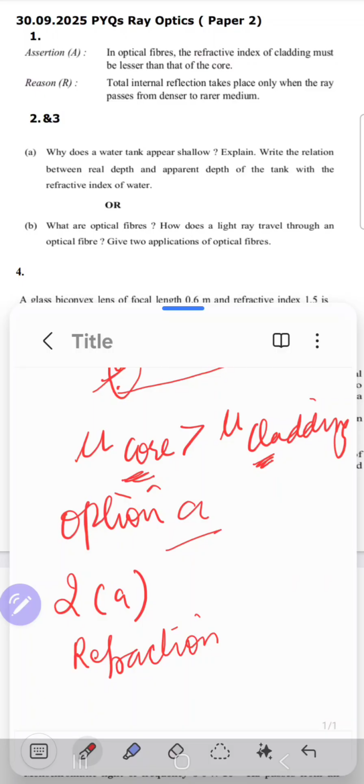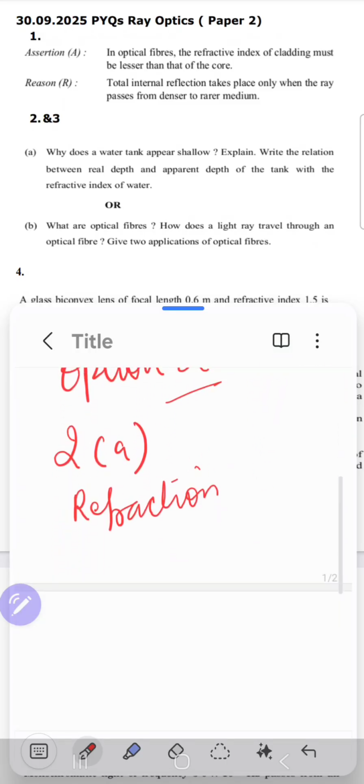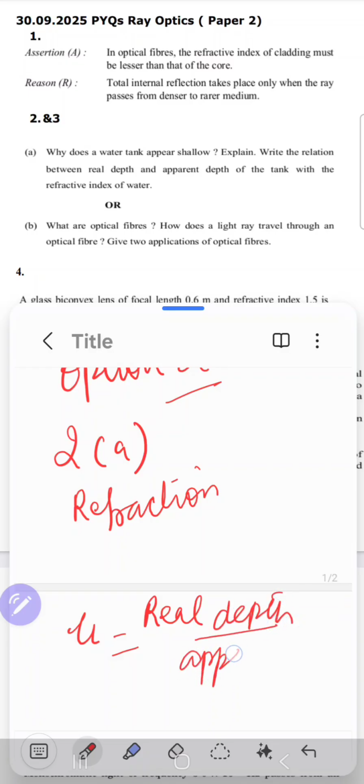Explain. Write the relation between real depth and apparent depth of the tank. Here it is a simple derivation question. Refractive index is real depth over apparent depth. So this is the formula, this relation we can derive. And the third part is with the refractive index of water. So this is the refractive index of water. So this formula we can write here, real depth over apparent depth.